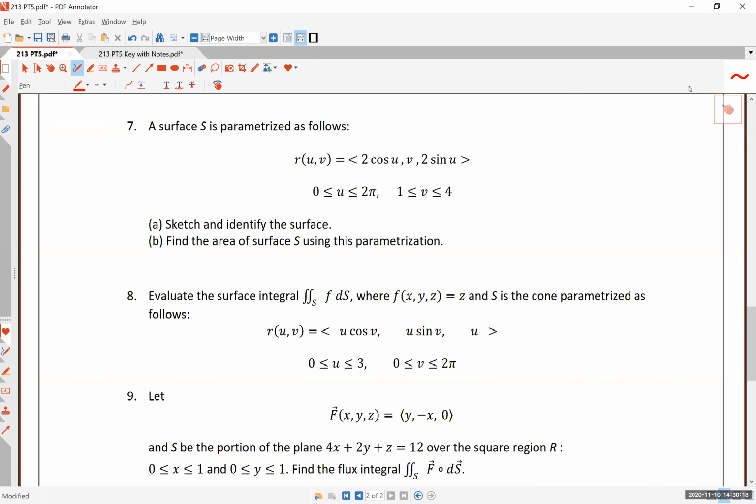All right, let's continue. Number 7, you have a surface. Ooh, that's the first one with a surface parameterized as follows. So you have r(u,v) is equal to this. All right, the first one says sketch and identify.